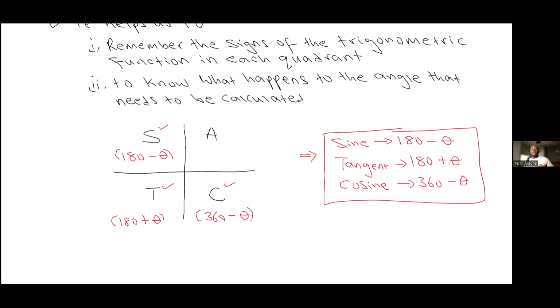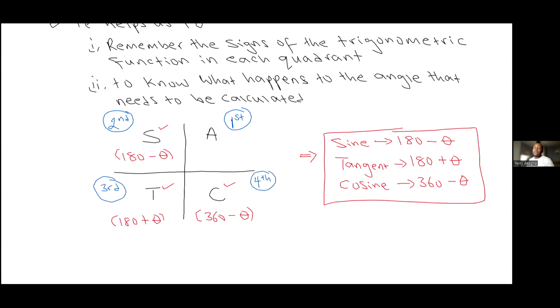So basically, in summary, what I'm trying to say is that all three functions are positive in the first quadrant. When you're labeling this, we go anti-clockwise. So this is the first quadrant, this is going to be the second quadrant, this is going to be the third quadrant, and this is going to be the fourth quadrant, okay?